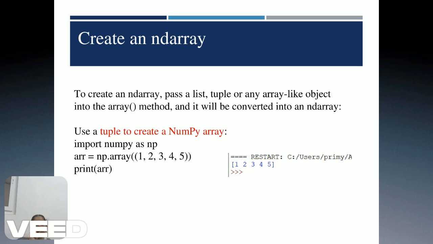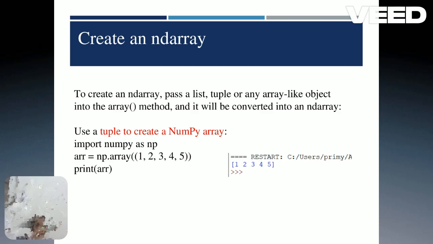How to create an ndarray? Either we use a list, tuple, or any array-like object. It is passed to the array method and it will be converted into an ndarray, for example np.array of 1, 2, 3, 4, 5, which will give the values 1, 2, 3, 4, 5. So either we can pass a list, or we can pass a tuple, or we can pass any array-like object.